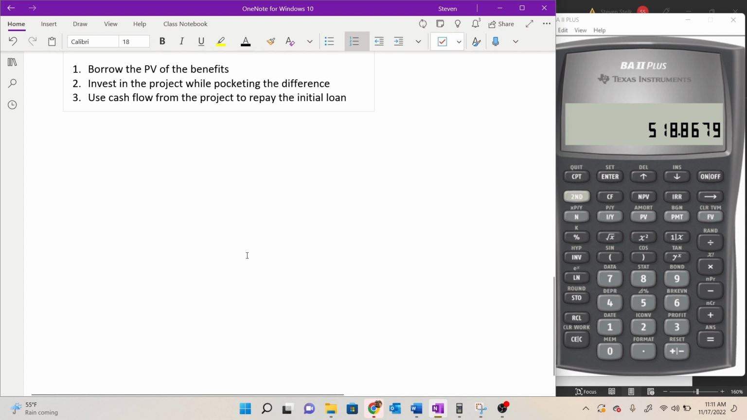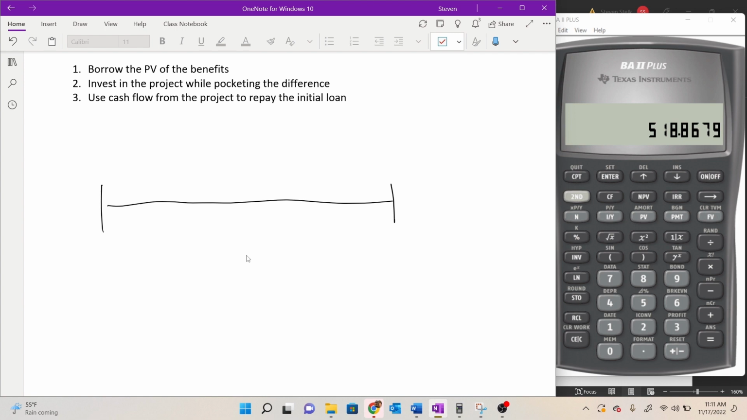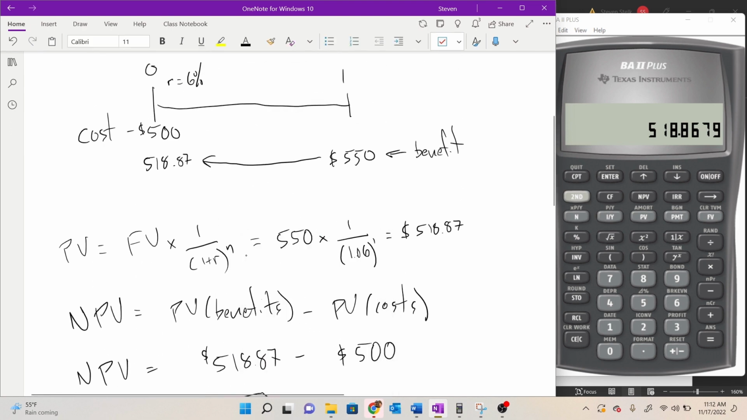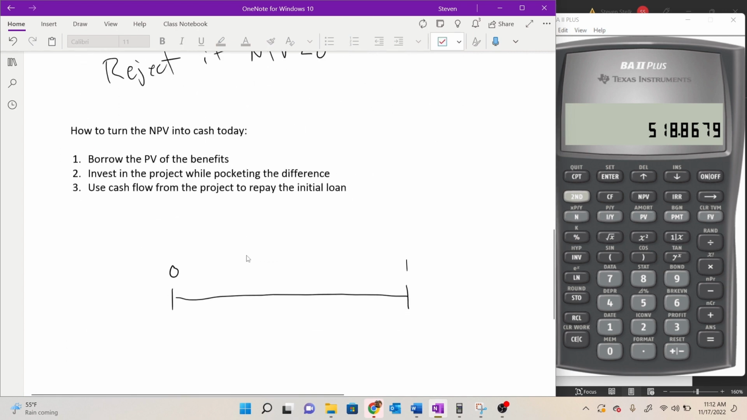Right, so what would that actually look like in this case? Let's redraw this timeline. And need a little more space than that over here. All right, so the first thing we're going to do is borrow the present value of the benefits, right? And we already calculated that in step 1 here. So the present value of the benefits is $518.87. All right, so we're going to borrow that.